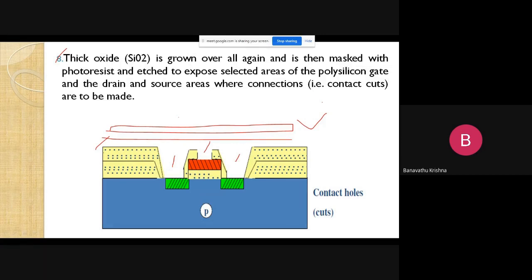Because the thick oxide layer covers the entire surface, then the photoresist layer, and then masking. So at particular areas we need to be shielded. These areas need to be shielded, because we need to form the source, gate and drain regions, and they expose the ultraviolet rays here. Expose the UV light.